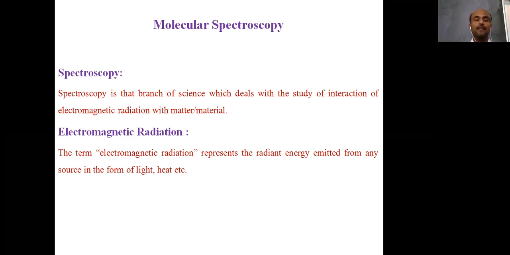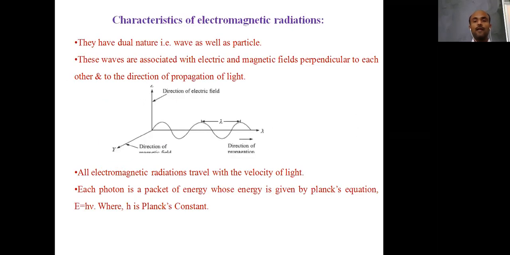So basically it is nothing but the study of interactions between electromagnetic radiations and any material or matter present surrounding us. Now, what are electromagnetic radiations? The term electromagnetic radiation represents the radiant energy emitted from any source in the form of light or heat, etc. Now, what are the characteristics of electromagnetic radiations?